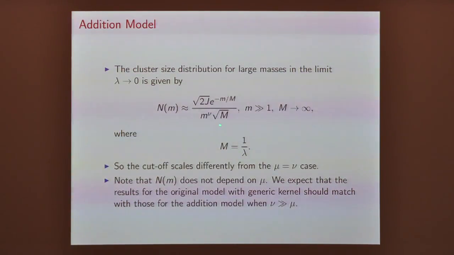We also get a power law m to the power minus nu, but the point is that the exponential cutoff, the cutoff mass, scales differently with lambda. So the dependence is now lambda to the power minus 1 instead of lambda to the power minus 2 in the mu equal to nu case. So the behavior is quantitatively different here.